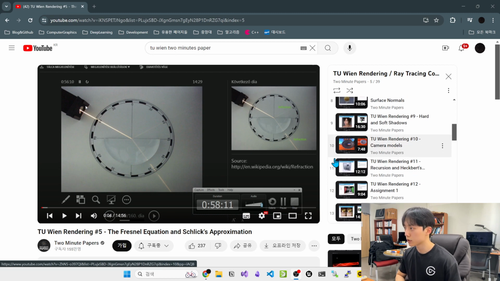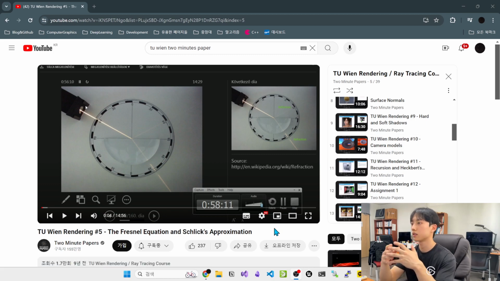And what I'm going to learn is about the Fresnel equation and the Schlick approximation in ray tracing, I think. Actually, I've already learned about this concept in my previous computer graphics course, but I forgot about it. I forgot about the Cook-Torrance BRDF equation and also the terms in the Cook-Torrance BRDF. So I need to recap it.